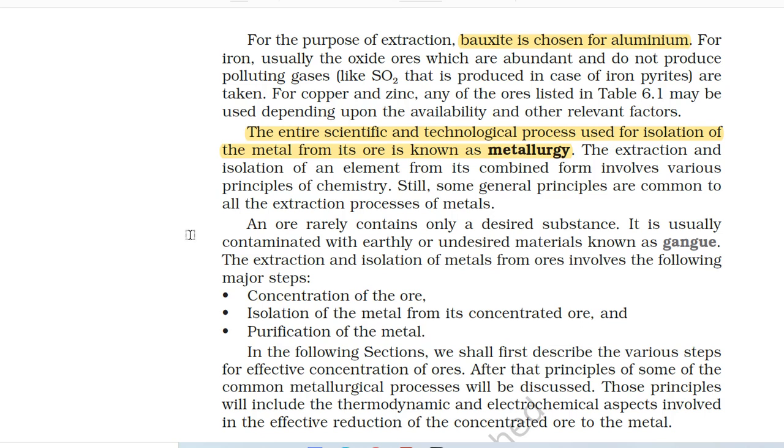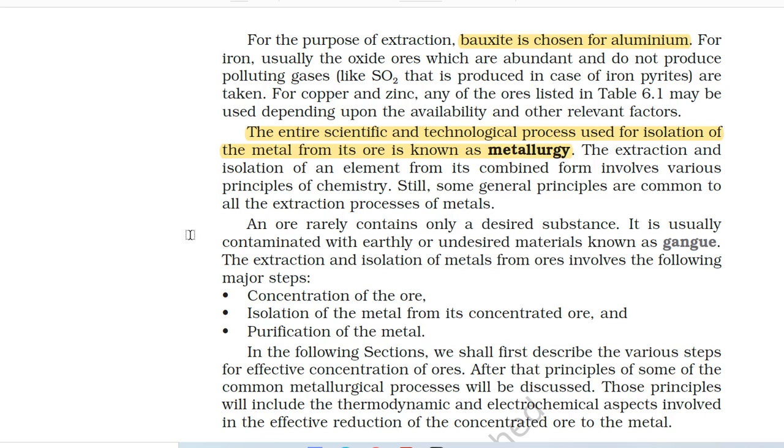other relevant factors. The entire scientific and technological process used for isolation of the metal from its ore is known as metallurgy. The extraction and isolation of an element from its combined form involves various principles of chemistry. Still, some general principles are common to all the extraction process of metals. An ore rarely contains only a desired substance. It is usually contaminated with earthly or undesired materials known as gangue.